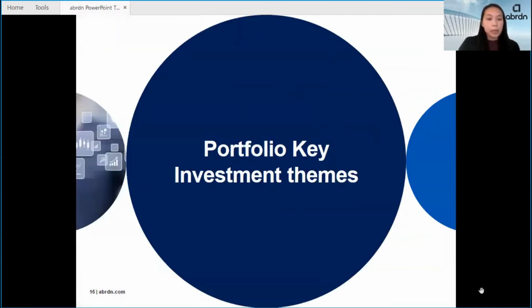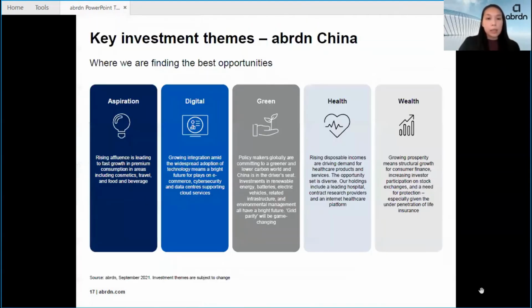On slide 17, these are the 5 key investment themes that we would like to highlight. These are the areas in which we believe we're finding the best opportunities. We see the brightest future for firms who are able to adapt to the changing regulatory frameworks and align policy objectives with their business model. So these areas include digital innovation, green technology, access to affordable healthcare, and improved livelihoods. And we basically have focused on these 5 themes that we believe will drive returns.